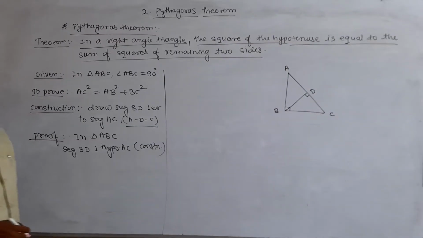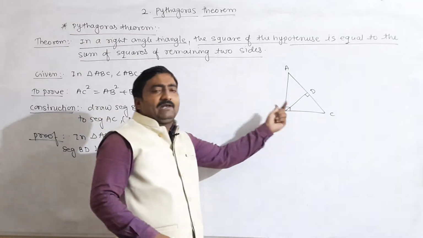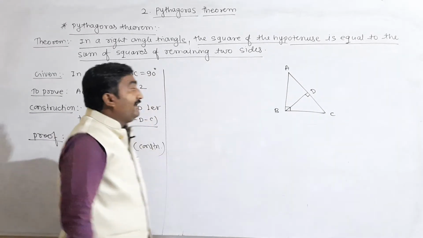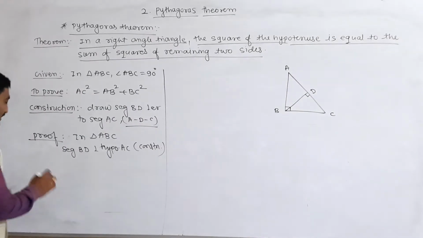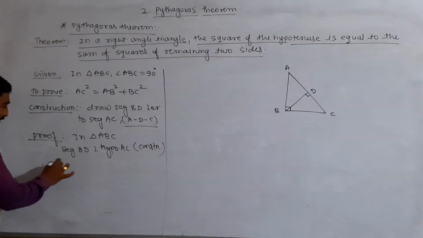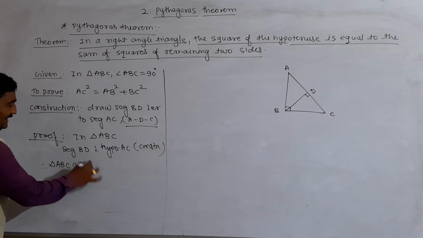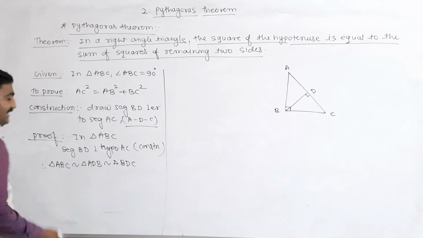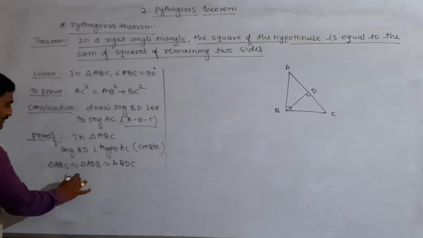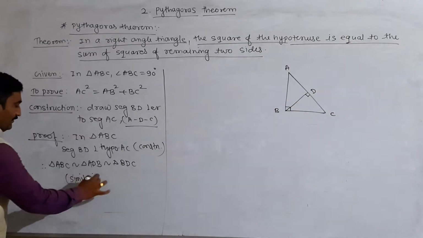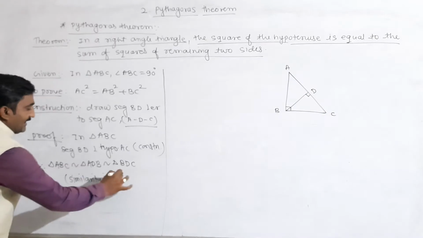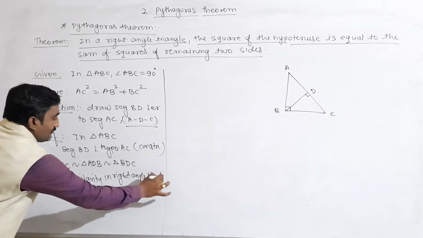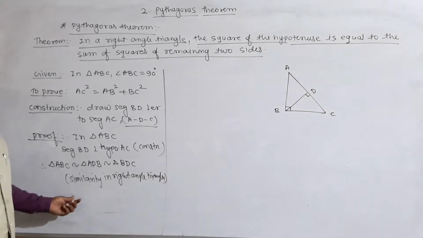Then we know that in a right angle triangle we can draw a perpendicular on a hypotenuse. Then by similarity in right angle triangles, triangle ABC is similar to triangle ADB, which is similar to triangle BDC. Reason is similarity in right angle triangles.